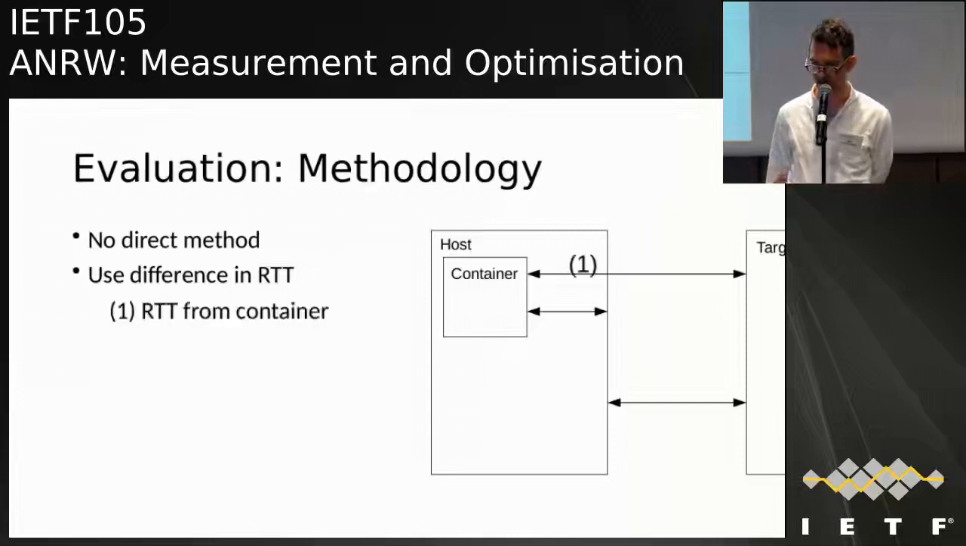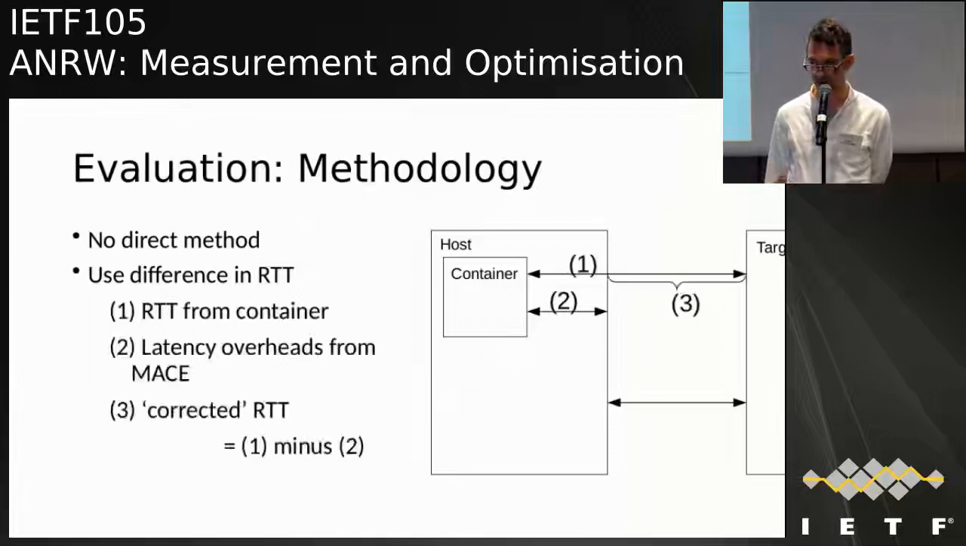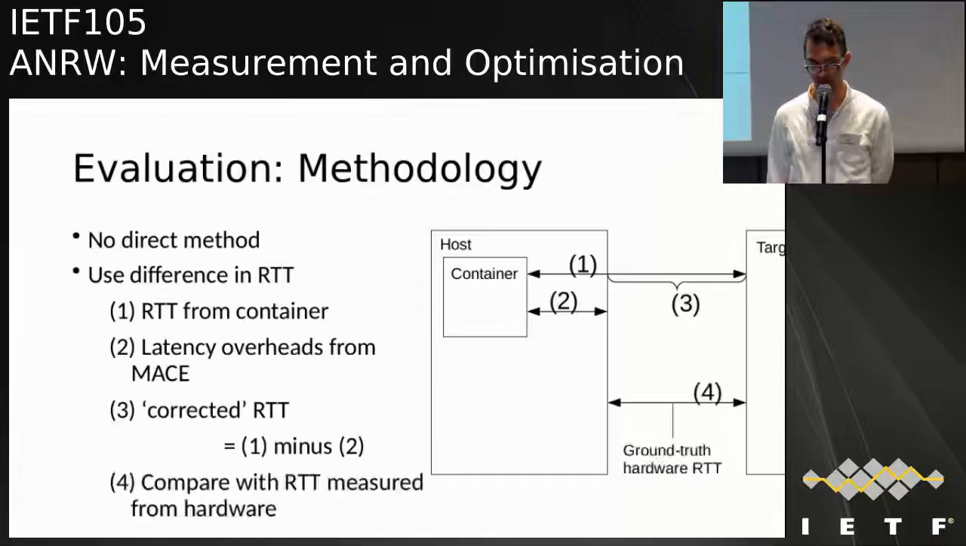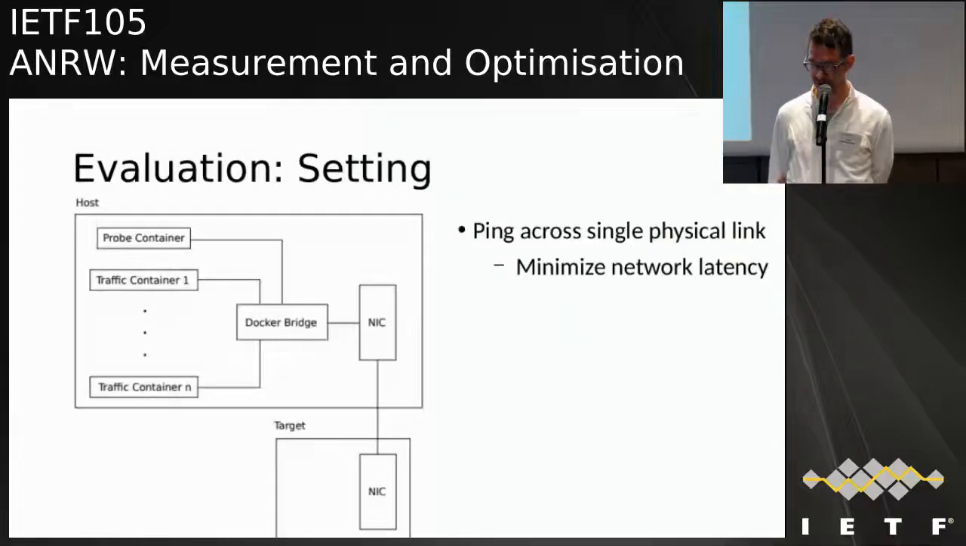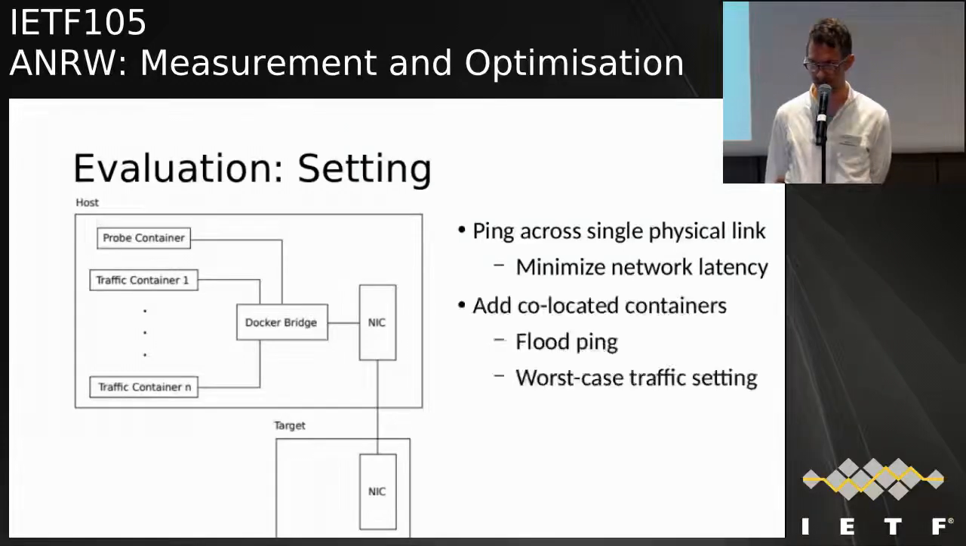So to do this, we first take the RTT from the container, then we gather the latencies computed by Mace, and then we subtract the two. We call this the corrected RTT, and then we compare this to a ground truth RTT of the network, which we achieve using hardware timestamping. So our evaluation does this over a single link, and to minimize the network effects, of course, we're interested in the virtualization overheads here, so we want the network to be as quiet as possible.